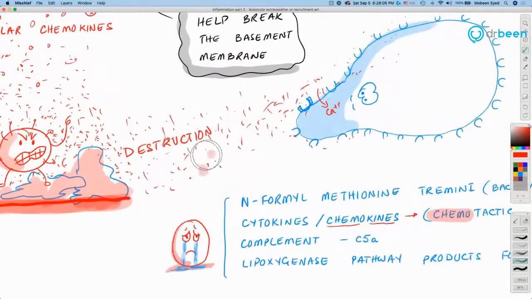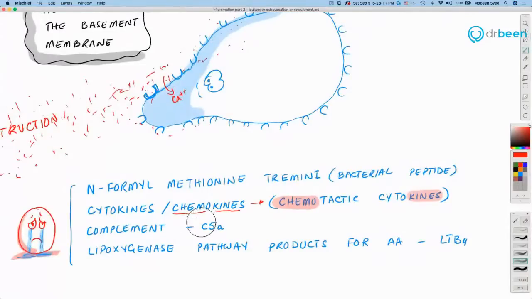Now the question is, what are these chemical substances? Just last few things and then we are done. What are these chemical substances? So some of these chemical substances are chemokines, again, keep in mind leronlimab, keep in mind RANTES. RANTES are chemokines as well.